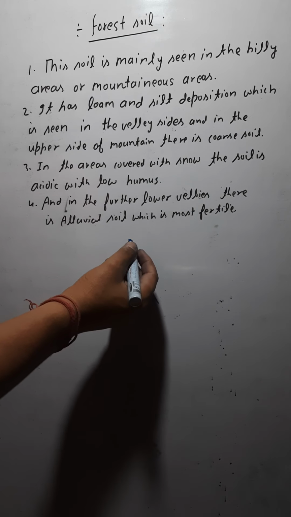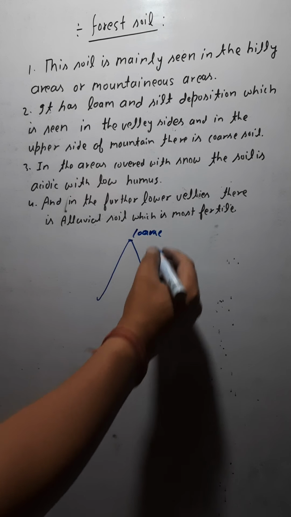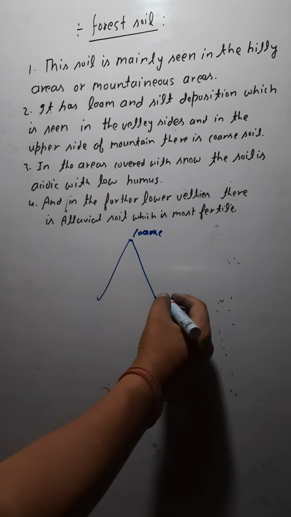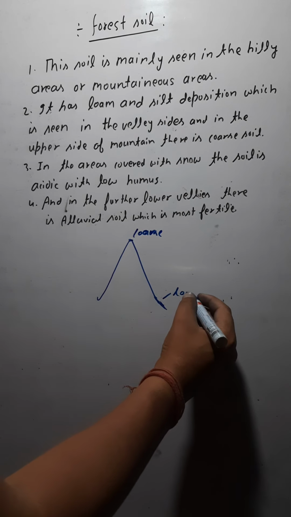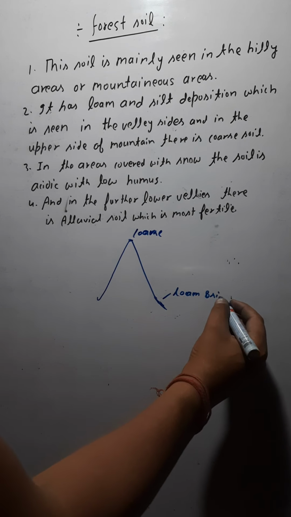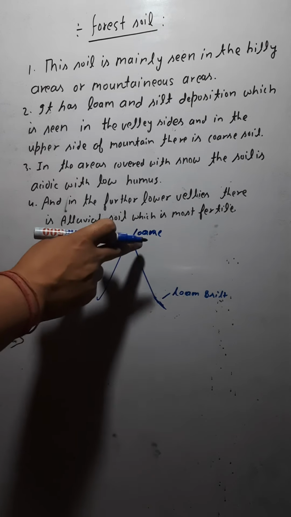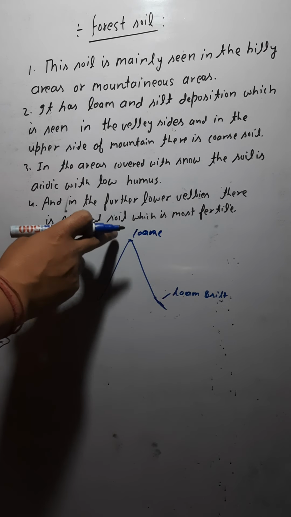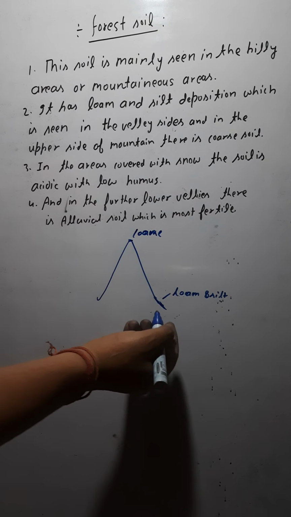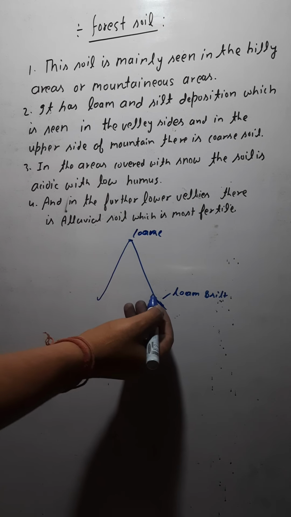where on the upper side you would have the coarse soil, COARSE. And in the valleys, downside here, you have the loam and silt deposits in the soil. I mean the soil would be finer here, and the soil would be coarse in the upper areas. Coarse means having some bigger particles, and the finer soil has smaller particles, with some loam and silt in the valley areas.